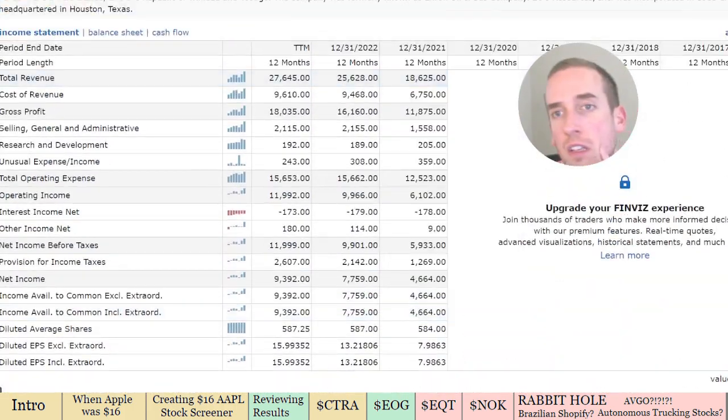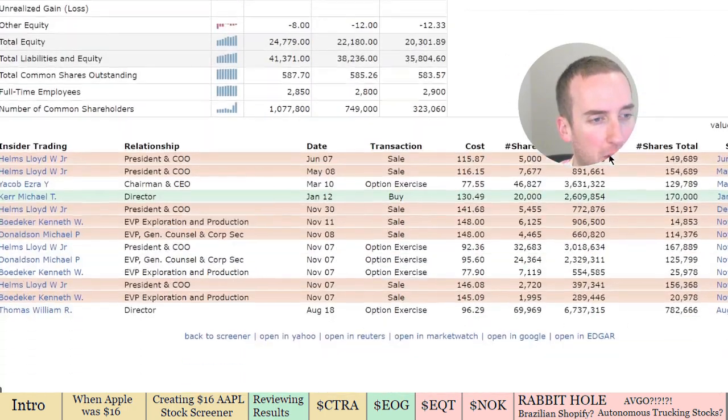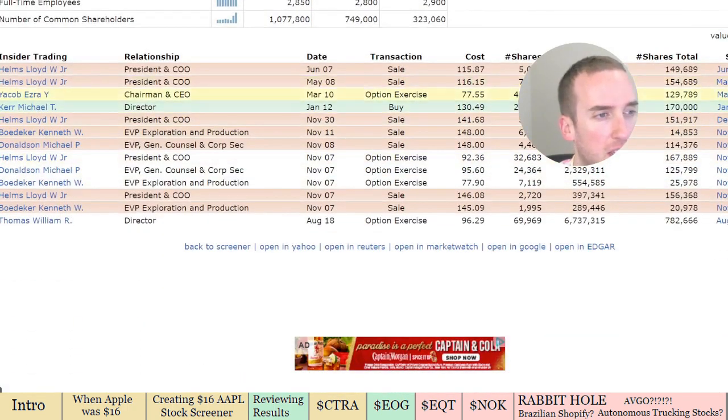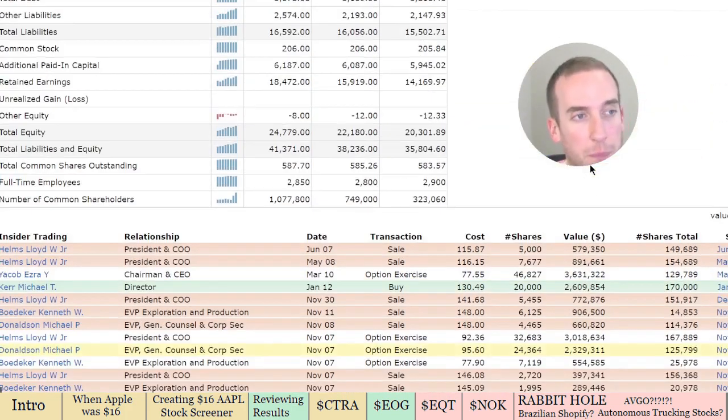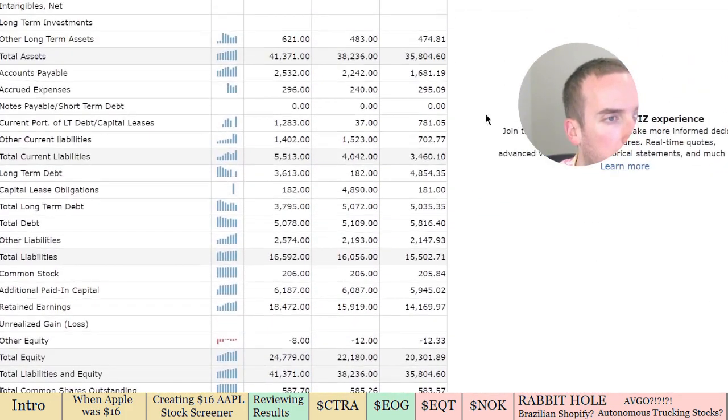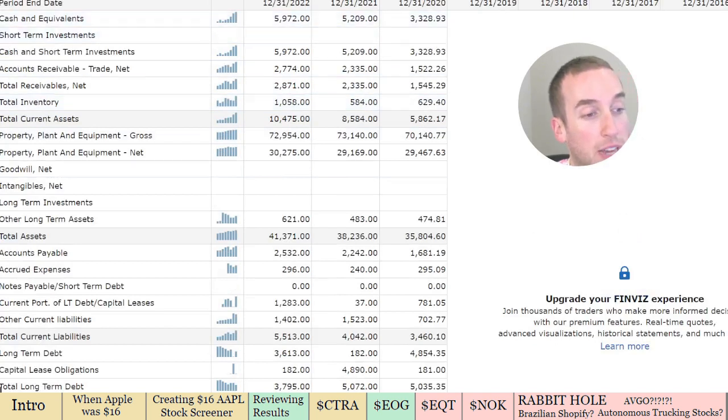Let's just look here. Revenue growing, nice. Wow, gross profit, beautiful. Net income, wow. Very cool. Okay. Are they buying or selling here? CEO bought options. COO sold some, but it could be because he's going to be buying options. So whatever. Okay, total cash is 5.9 billion.